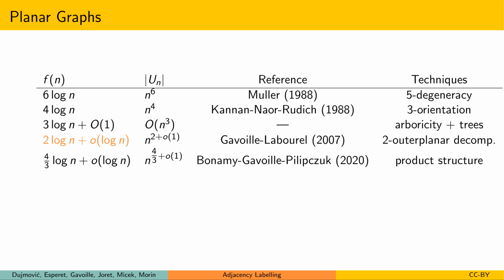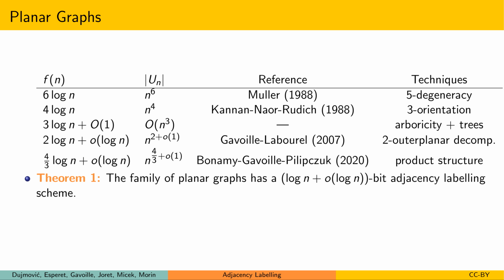Gavoille and Labourel use the fact that the edges of any planar graph can be partitioned into 2 graphs of tree width 2, along with their labeling scheme for bounded tree width graphs, to obtain a 2 log n plus little o of log n bit labeling scheme for planar graphs. Very recently, Bonamy, Gavoille, and Pilipczuk used a recent product structure theorem for planar graphs to obtain a 4/3 log n bit labeling scheme for planar graphs.